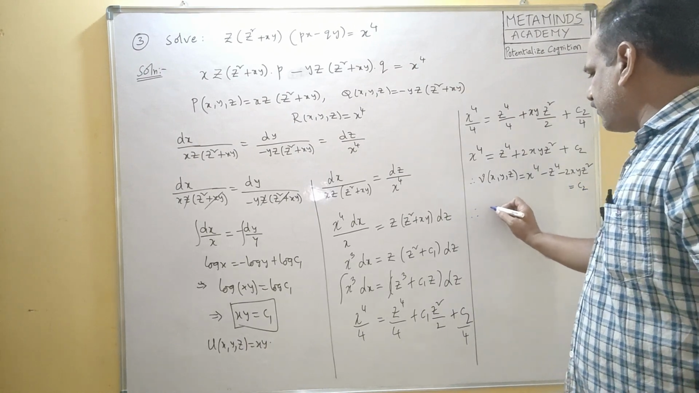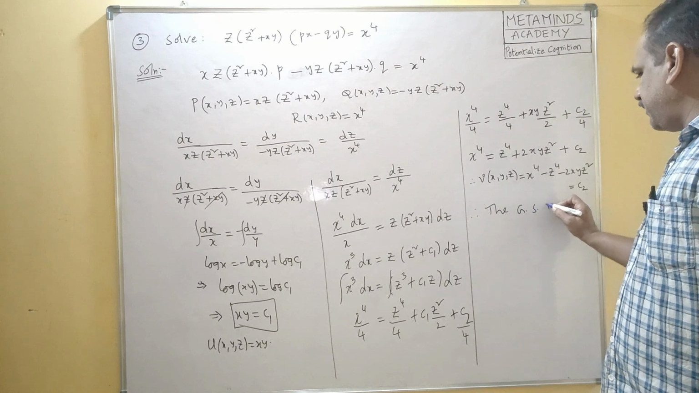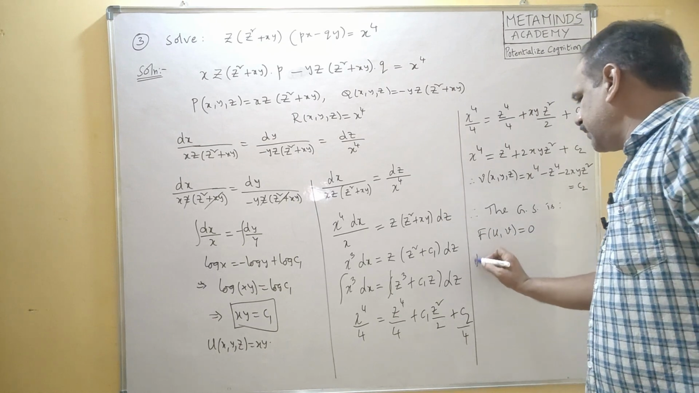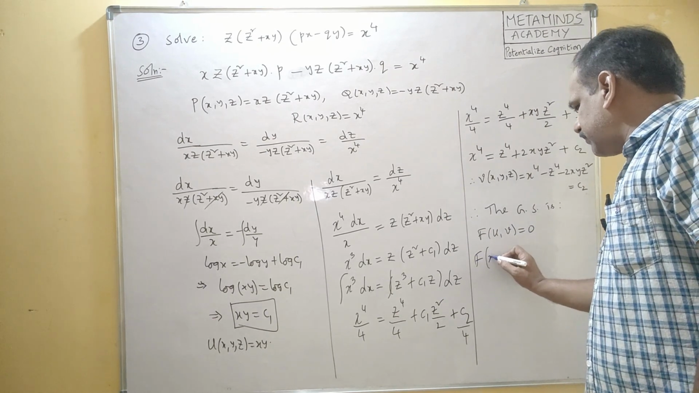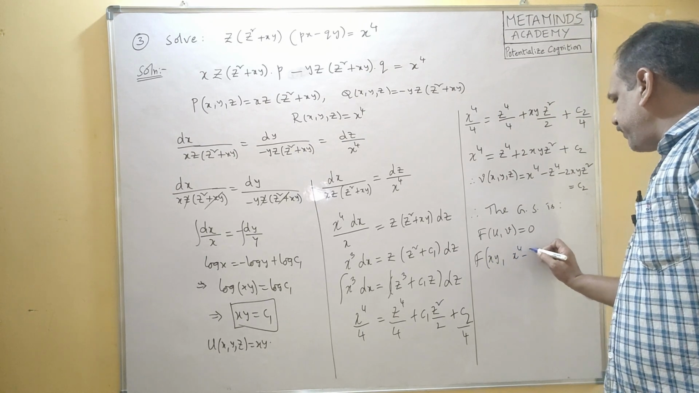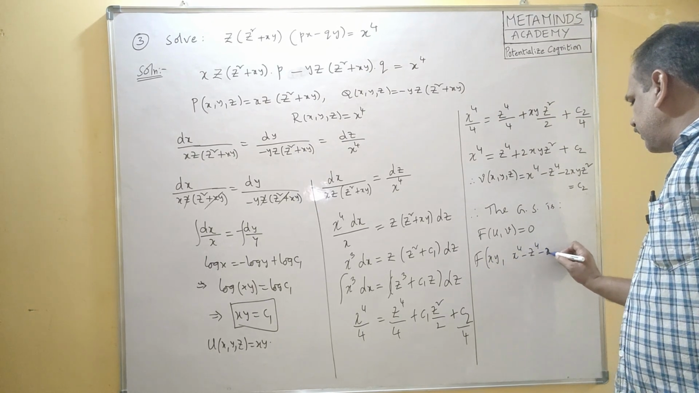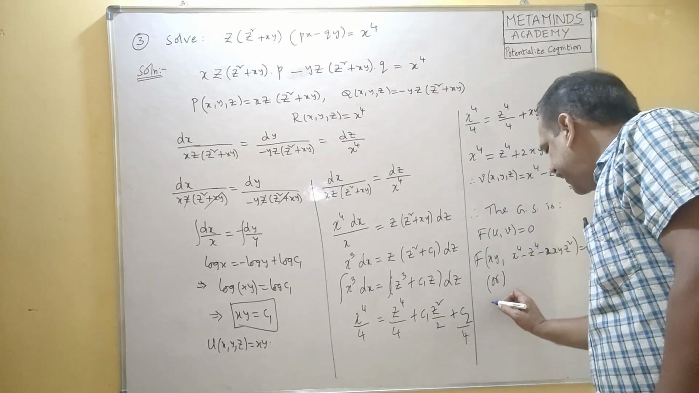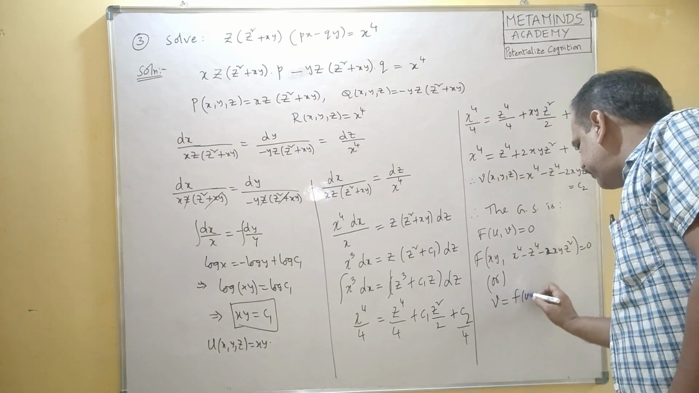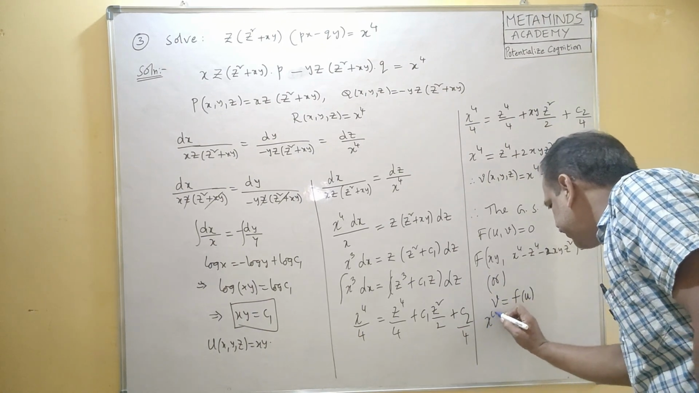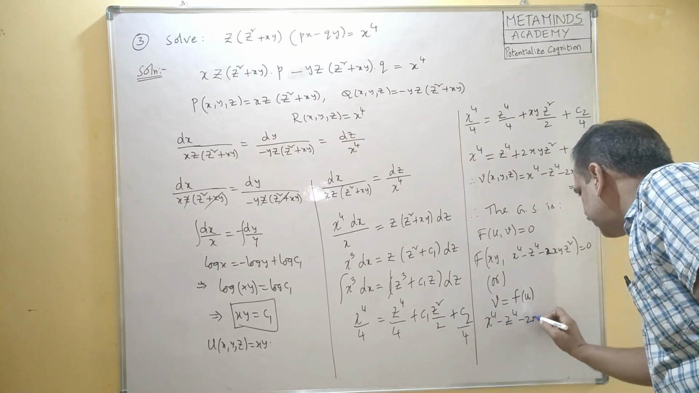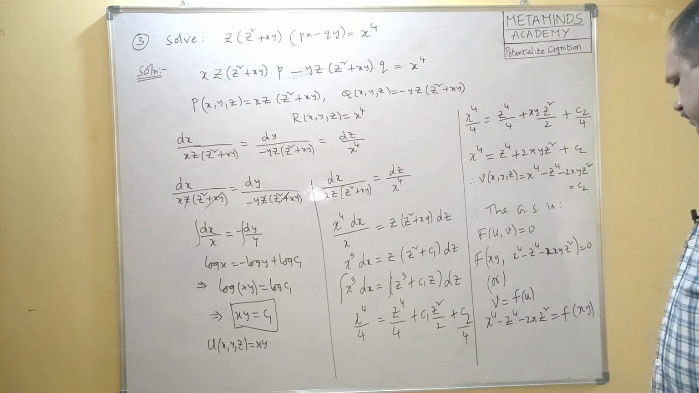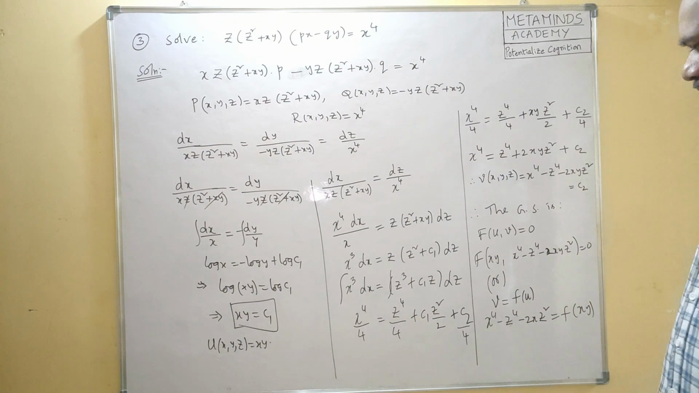So therefore, this general solution is f of uv equal to 0. That means you can write f of xy comma x power 4 minus z power 4 minus 2xy z square equal to 0, or you can also write the general solution as v equal to f of u. That means x power 4 minus z power 4 minus 2xy z square equal to f of xy. So both are valid solutions. Okay.